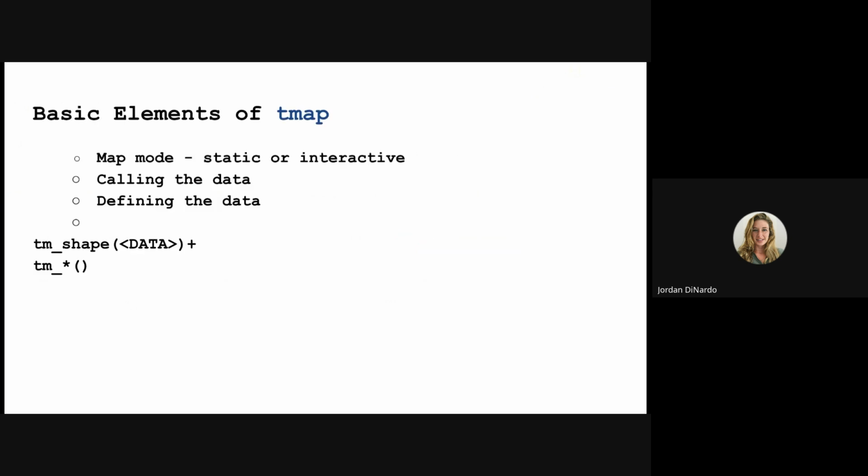Okay, so we're going to walk through the basic elements of tmap and start to build on top of it as we start to work with the aesthetics and formatting and whatnot. So the basic elements of creating a tmap, or a thematic map, is to identify the map mode, whether that's a static map or interactive. You want to call the data, and then you want to define the data.